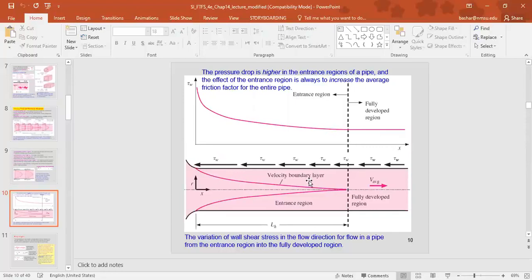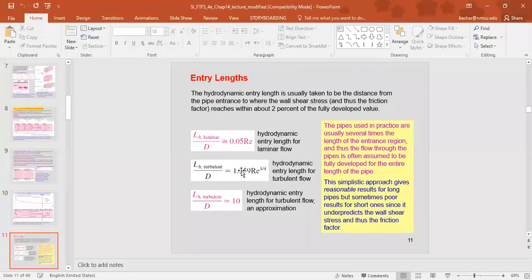Okay, these lines here represent the velocity boundary layer, and the thickness of this is called the velocity boundary layer thickness. The hydrodynamic entrance region length is given by the following two equations. If we have laminar flow, then it's approximately equal to 0.05 times the Reynolds number times the hydraulic diameter. While for turbulent flow, we will consider the hydrodynamic entrance region length approximately equal to 10 times the hydraulic diameter.